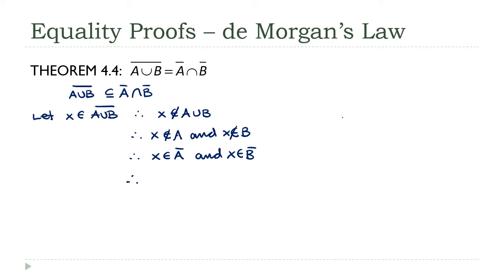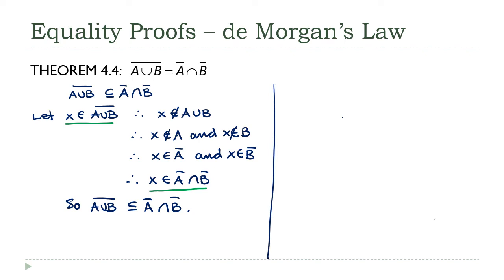And again, a definition of intersection. If X is in both of those sets, then it's in their intersection. That's what I needed to show. Right? I've shown that if X is in this set, then it must by necessity be an element of that set. So A union B complement is a subset of A complement intersection B complement. There's the first half. Now we got to go the other way.